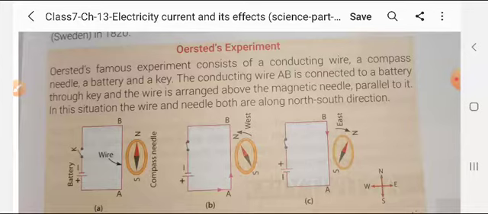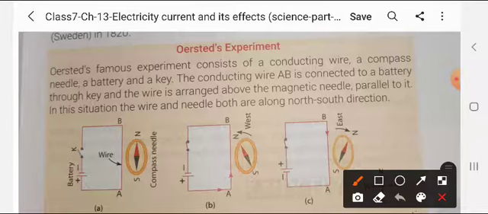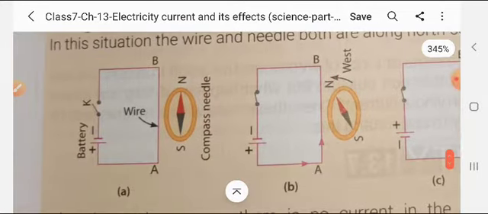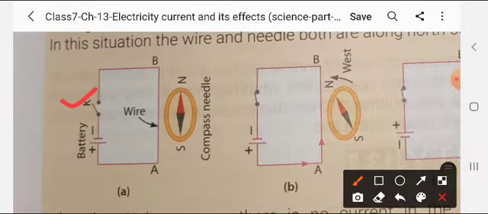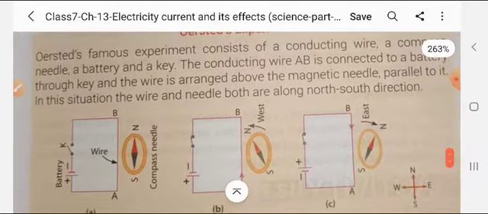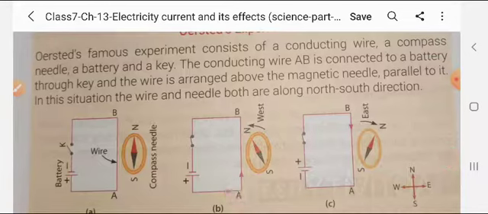The conducting wire AB, you can see here in the diagram, is connected to a battery through a key, which means a switch. The wire is arranged above the magnetic compass, and the compass needle has been put beside that wire, in a parallel way.